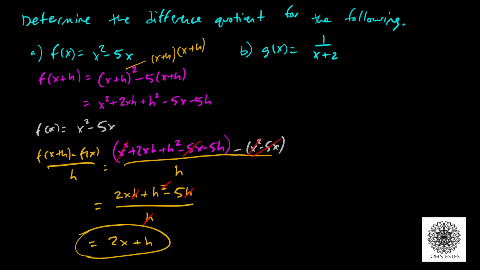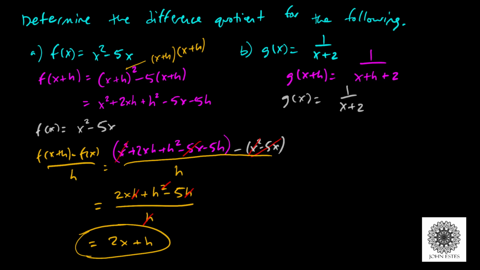There's your difference quotient. Now for part B, we're going to try this again. This time I need a g of x plus h at first. Again, that means I replace all my inputs with the value x plus h. So I end up with 1 over x plus h plus 2. Now I also need g of x, which we already had, so there's nothing new there.